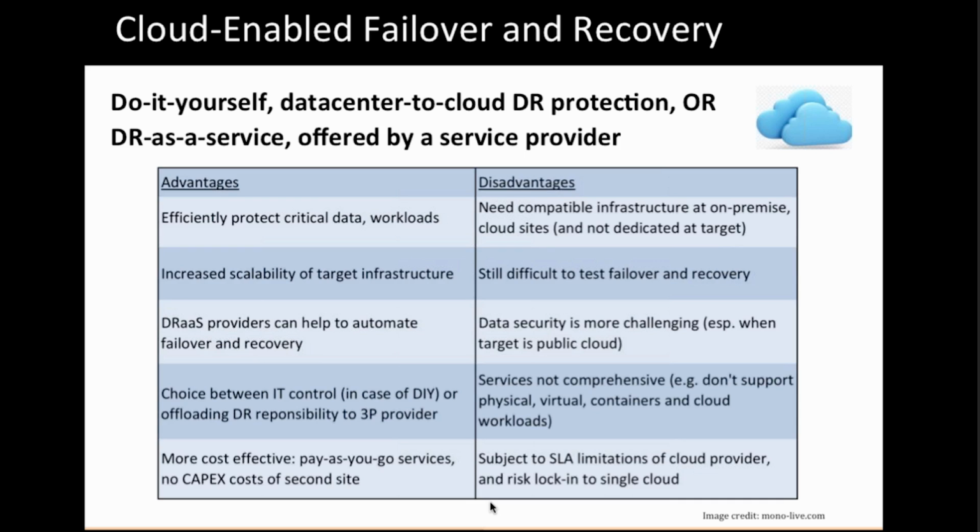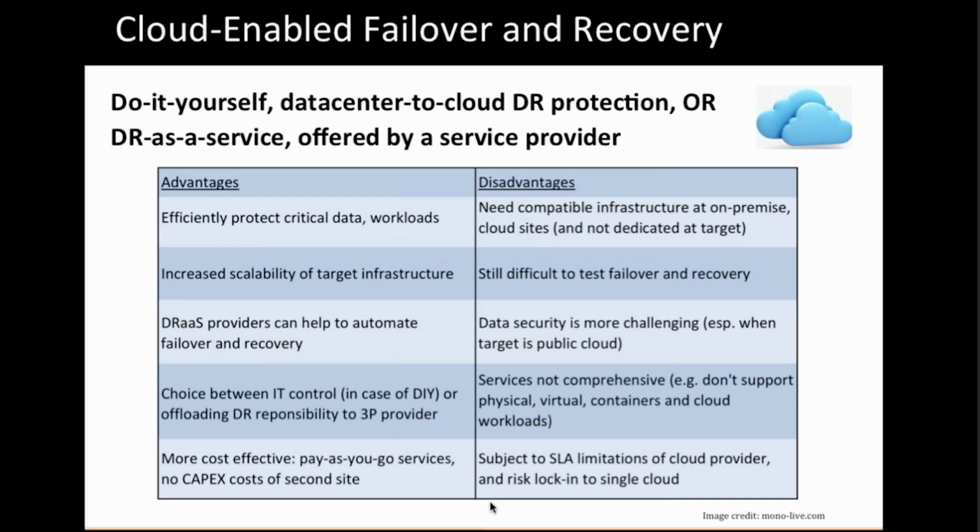You could eliminate the CapEx costs of a second physical site and instead pay monthly. So again, very positive. But on the flip side, you'll still in most cases need that level of compatibility that I talked about between your on-prem and cloud infrastructure. And again, that's a big hurdle. And with the cloud, and this may be a reason that some of you haven't turned to the cloud yet for DR, you also have to pay a lot more attention to data security.